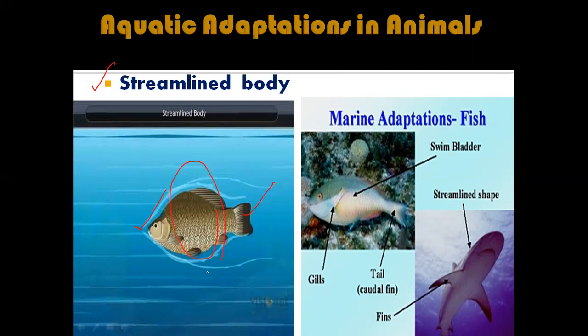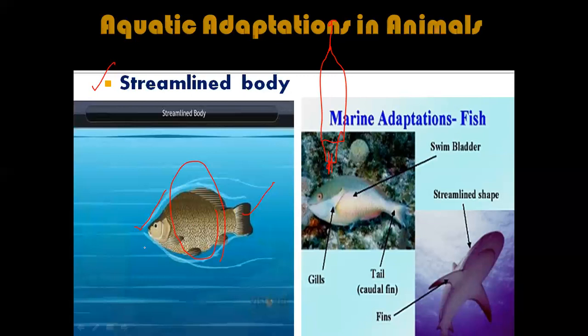Like we are having streamlined body to move in the air as well, like aeroplanes, like rockets, they are tapered from the front like this, and at the back there is fuel, but here it is tapered just to move away in the air.